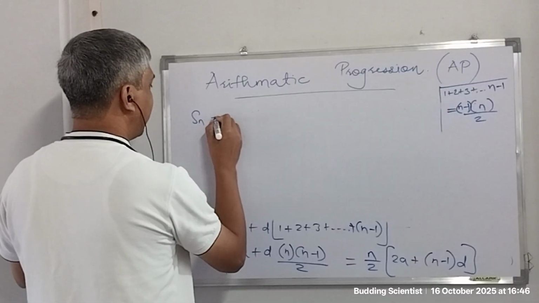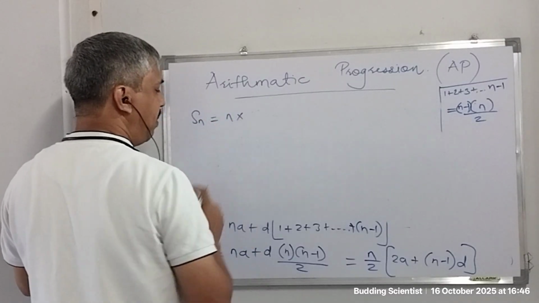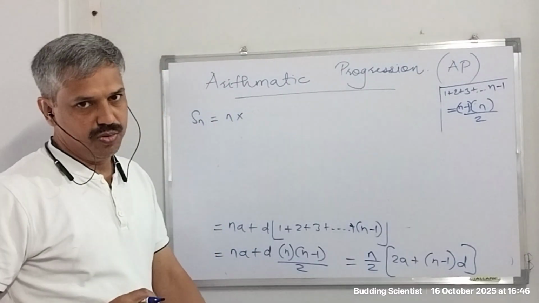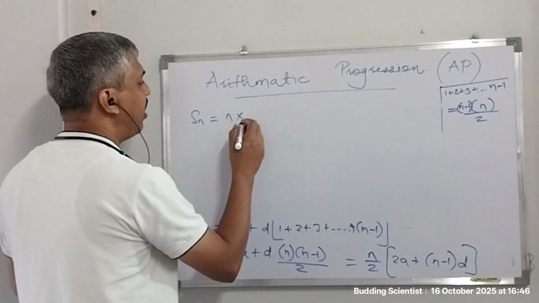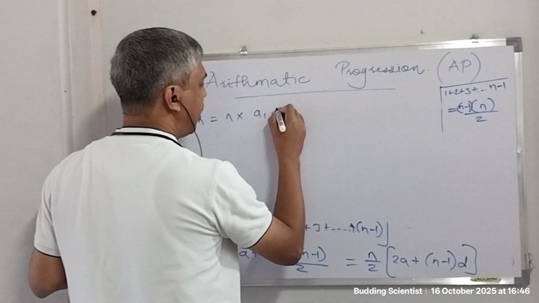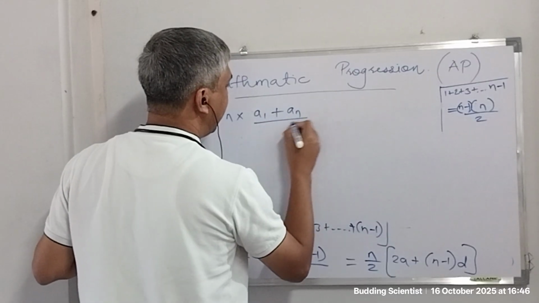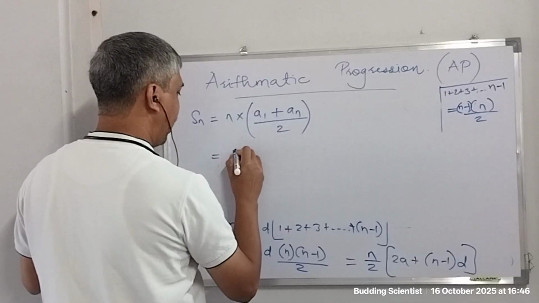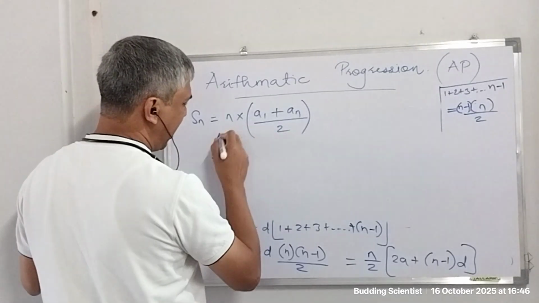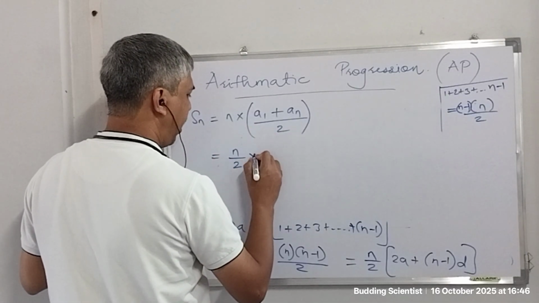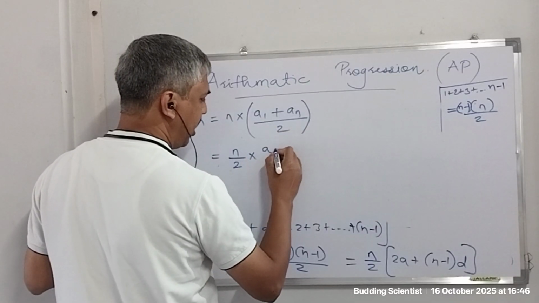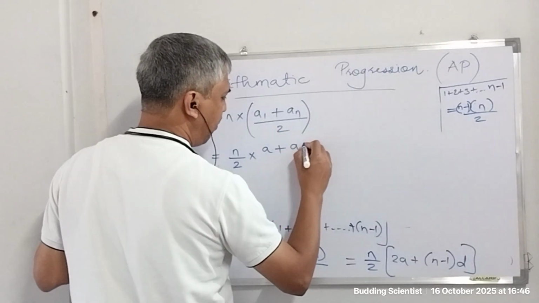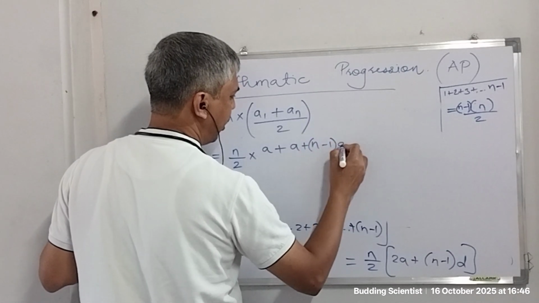Sn can also be written as n multiplied by the middle term, the middle value. What is the middle value? The first value a1 plus the last value an, divided by 2. This is equal to n by 2 into bracket, where a1 is a and an is a plus n minus 1 into d.